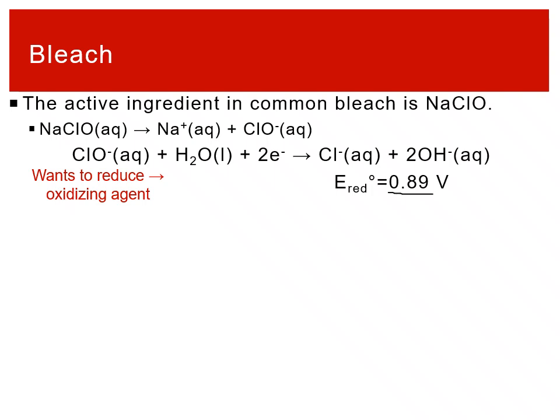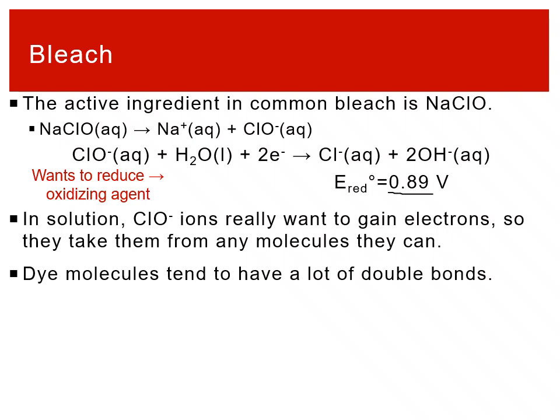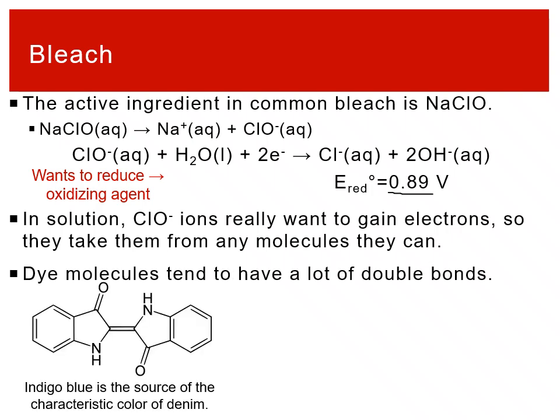It wants to gain electrons and it'll take them from other things. Any molecule that is easy to take electrons from, bleach will react with. So dye molecules, things that we use to color things, tend to have a lot of double bonds. For example, this is indigo blue. We've got this kind of modified Lewis structure. Everywhere that the lines connect is a carbon. So there's lots of carbon here. It's one of those organic molecules.